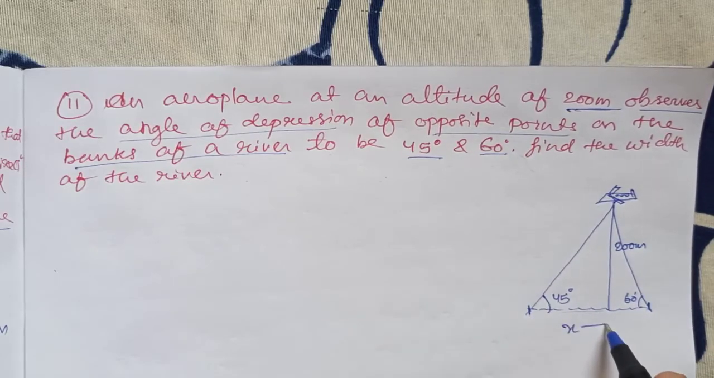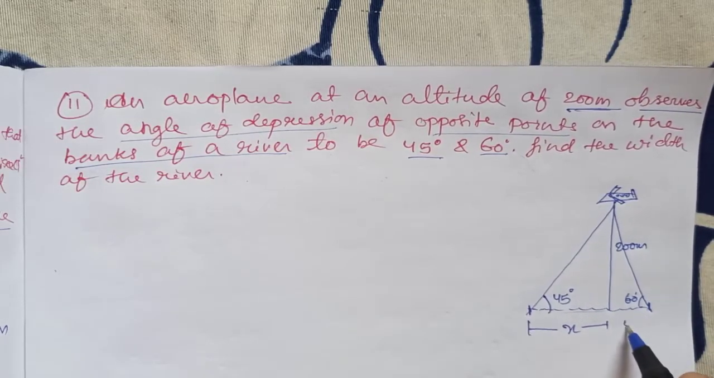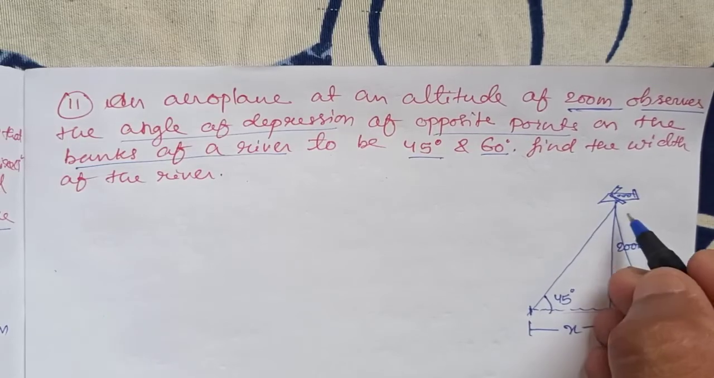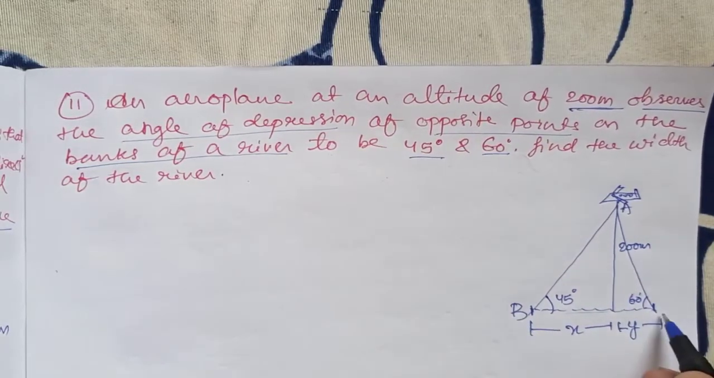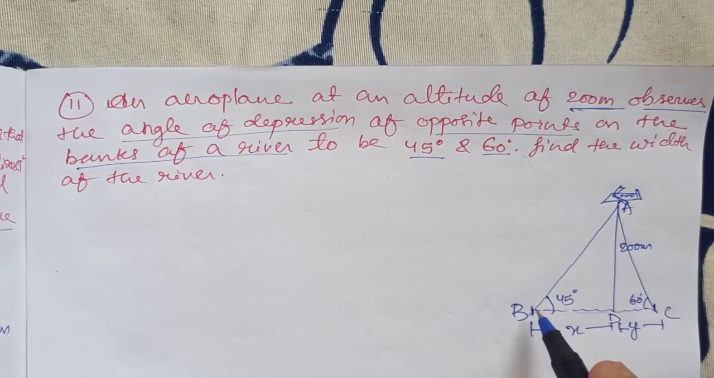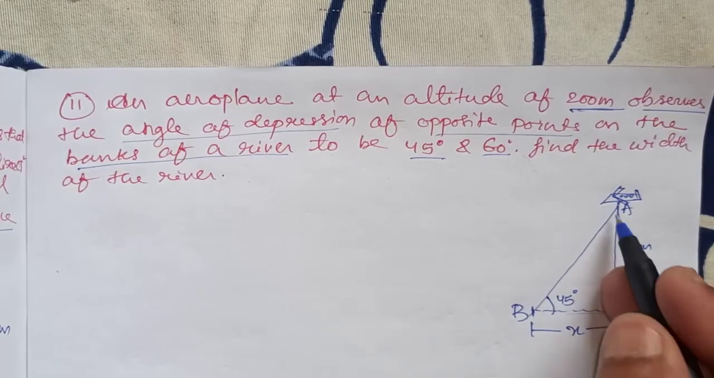This is the width of the river. So we will take this value as x and this much as y. So we will name it as A, B, C, D. So first of all I will take the triangle A, B, D.